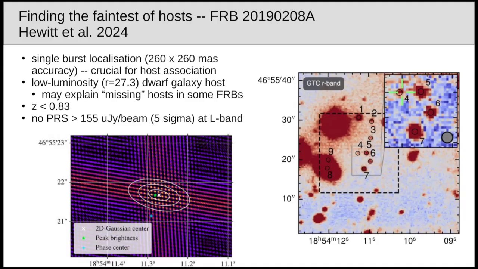So we don't have a redshift yet because it's a bit too faint, but it's at most 0.83, somewhere in between. And we have not seen any compact radio source at L-band to this level.